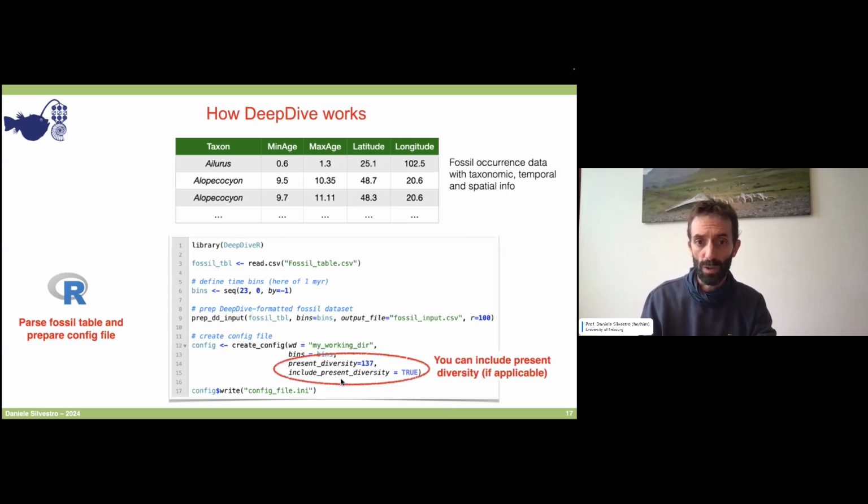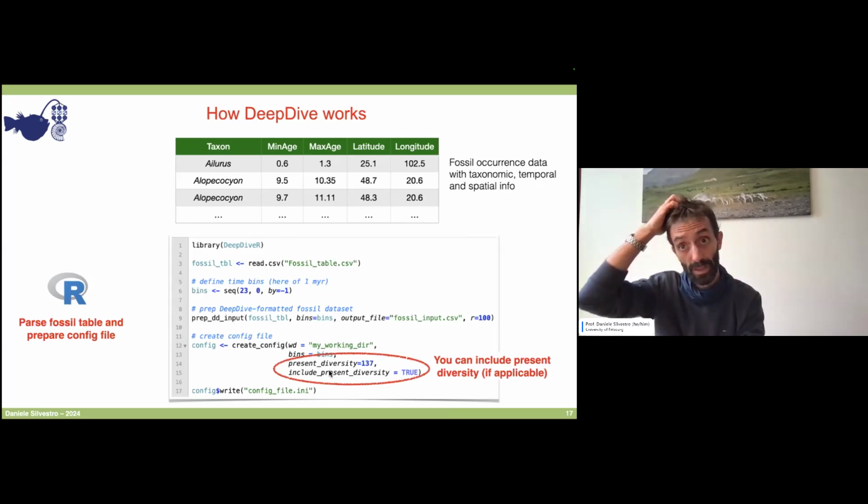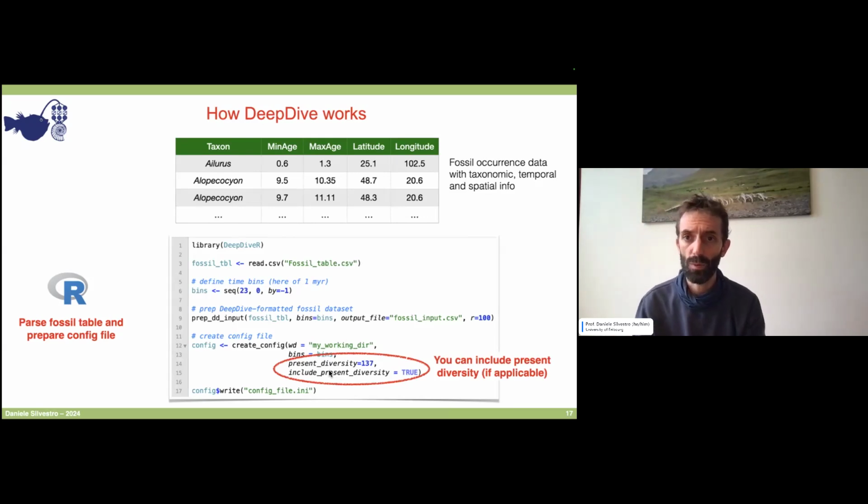I should mention that we can also calibrate our predictions to the true diversity that we observe today. So if the clade we are analyzing is living today, like mammals, then we can use the modern diversity to further calibrate our predictions, and this will feed directly into the model.